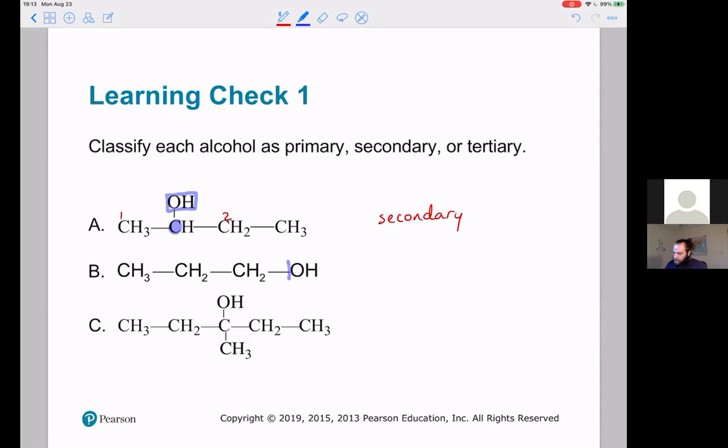Okay, next problem. We find our hydroxyl group, identify the carbon that the OH group is bound to, and then start counting. In this case, it is only bound to 1 other carbon, so this is a primary alcohol. And then our last example: again, find the hydroxyl group, identify the carbon that it's bound to. This is bound to 1, 2, 3, so this would be a tertiary alcohol. The reason we do this is because primary alcohols undergo different types of reactions than tertiary alcohols do. We'll see this when we discuss the reactions in the last lecture here.